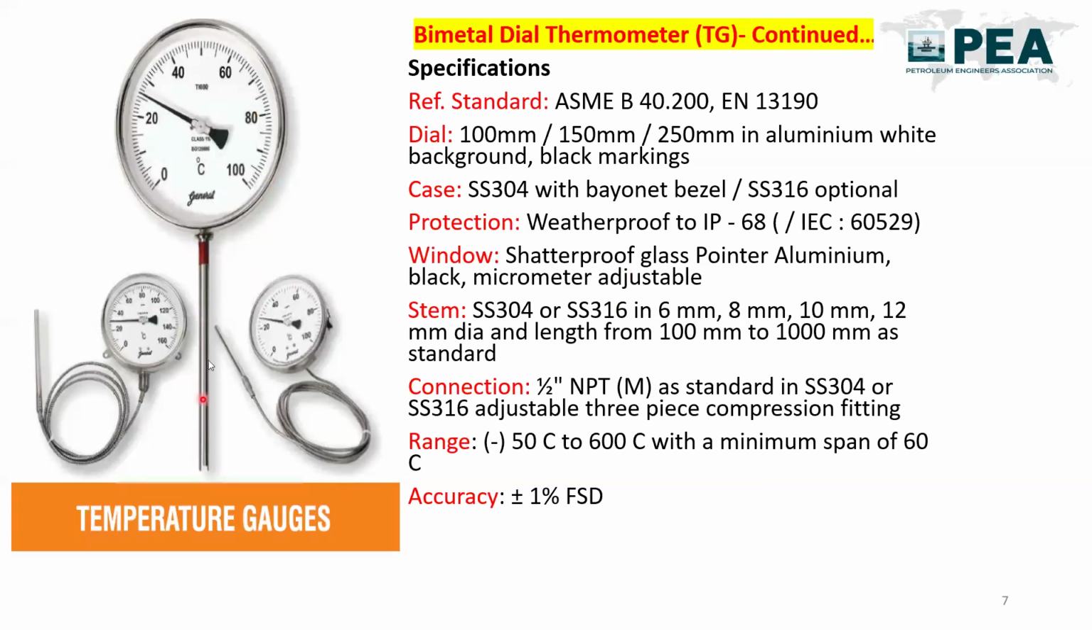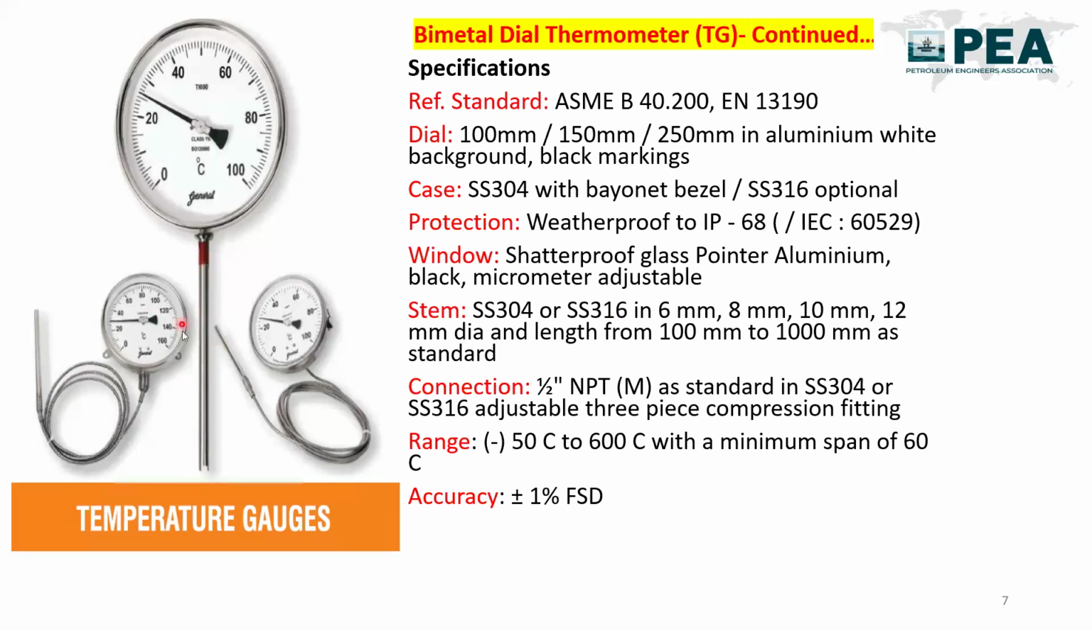This is the stem of the temperature gauge. Obviously, this stem material is going to be inserted inside the process fluid, so it can be 304 or 316 as per our process parameter requirements. Now, why do we stop at 304 and 316? Why not go for Monel, Hastelloy and Inconel and all those higher grade materials?